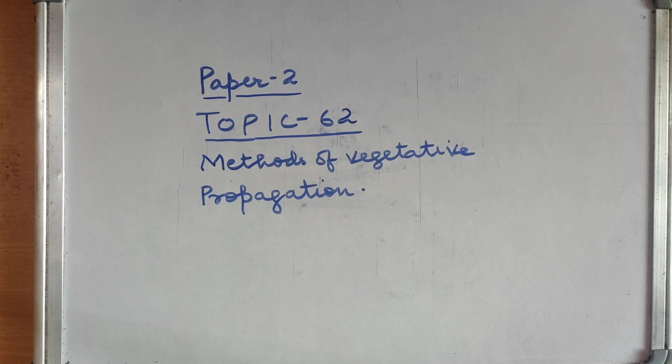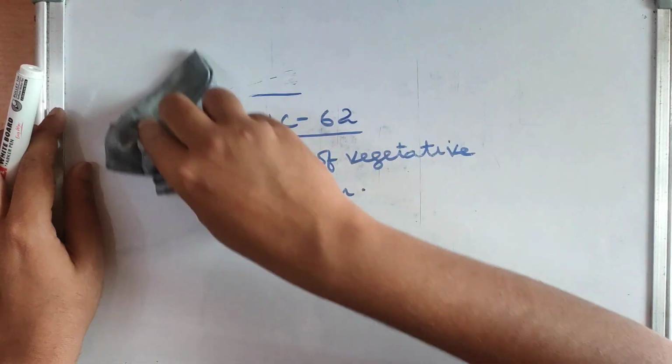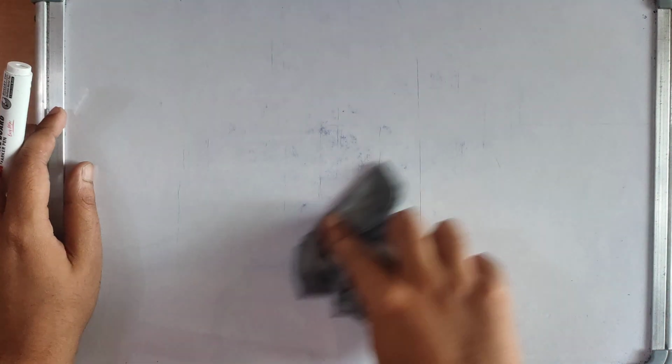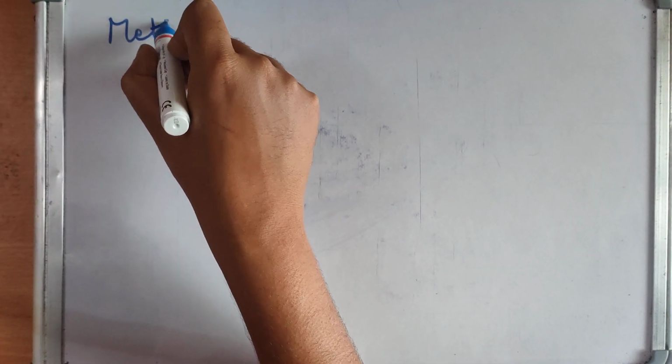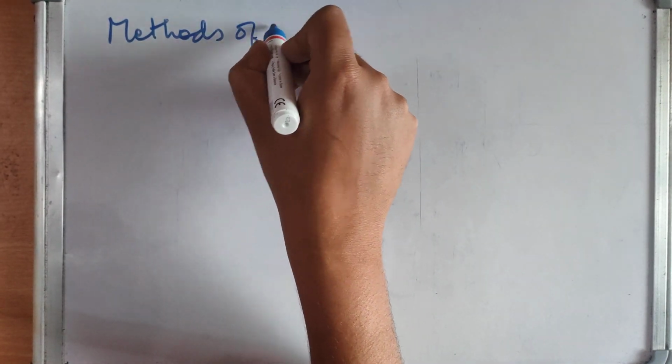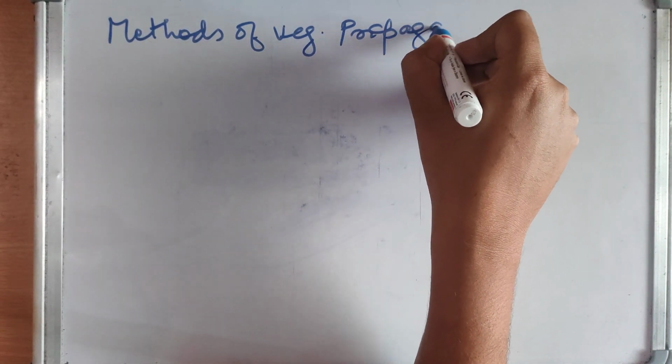So today we are going to do topic 62 of paper 2, where we are going to discuss methods of vegetative propagation. So what are the methods of vegetative propagation?